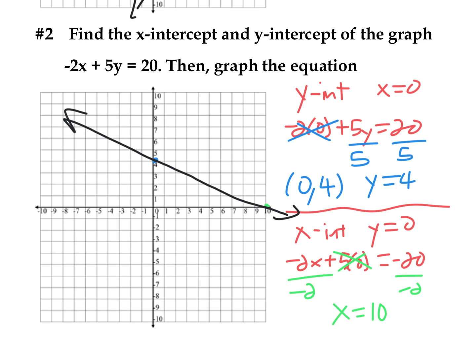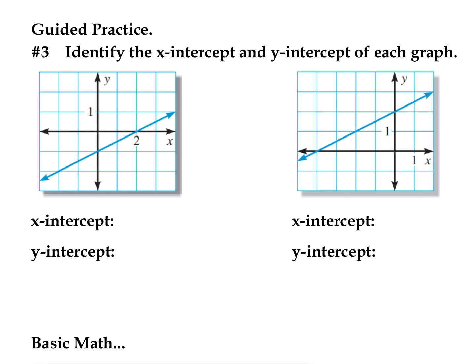So plug in a 0 for x to find the y-intercept, plug in a 0 for y to find the x-intercept. Know what that gives you, where those 2 coordinates are in terms of the y-intercept crossing the y-axis, the x-intercept crossing the x-axis. You got 2 points, and you draw a line through those 2 points.